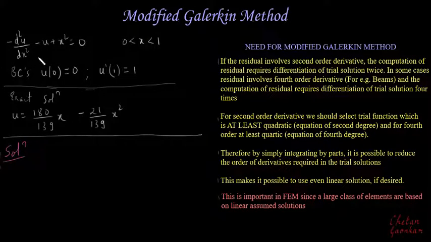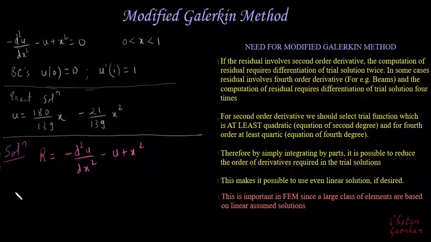We have this differential equation, and if you look at it carefully, the residual r will be equal to minus d square u by dx square minus u plus x square. So the residual has order 2, because the highest differentiation is d square u by dx square. If the order is 2, this demands a starting trial solution of minimum second degree polynomial, because anything less than that will vanish.